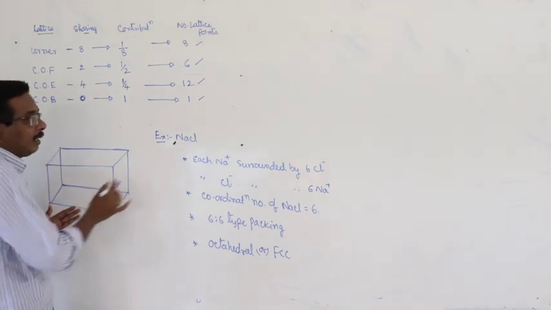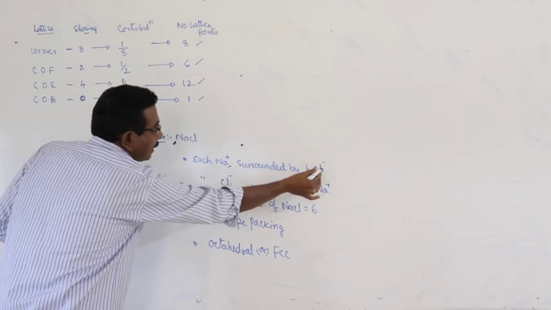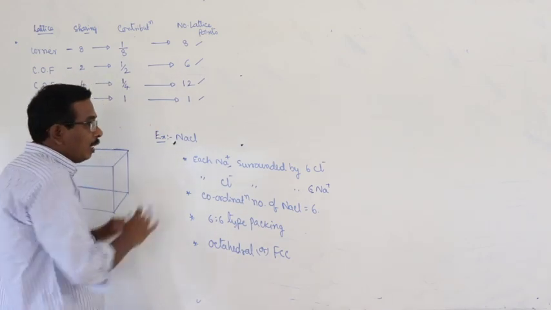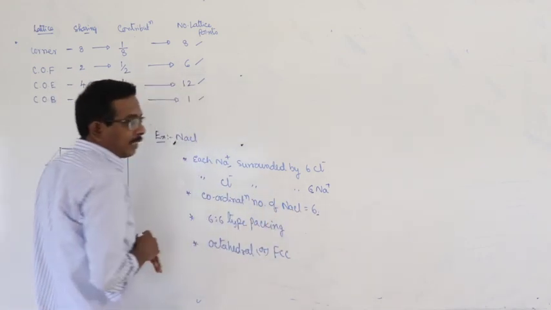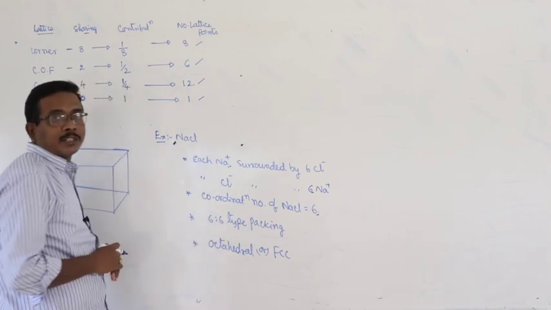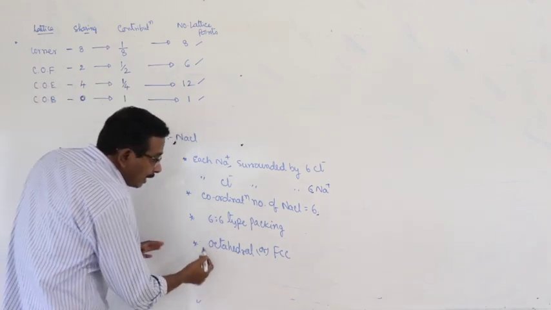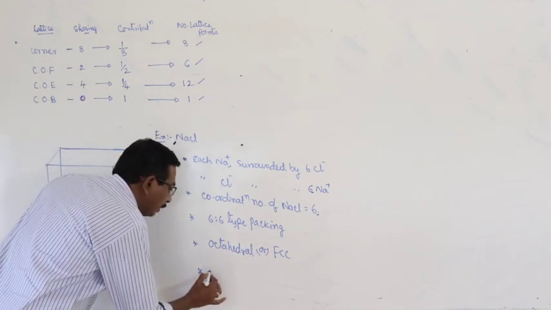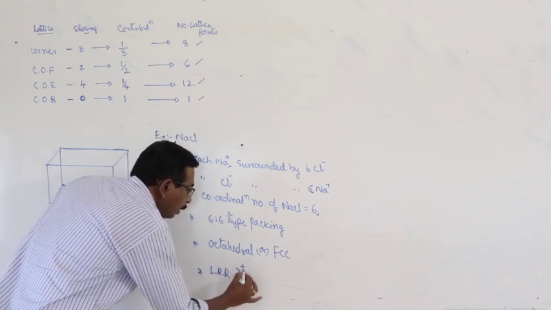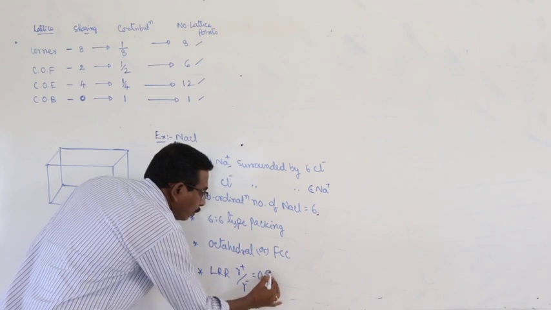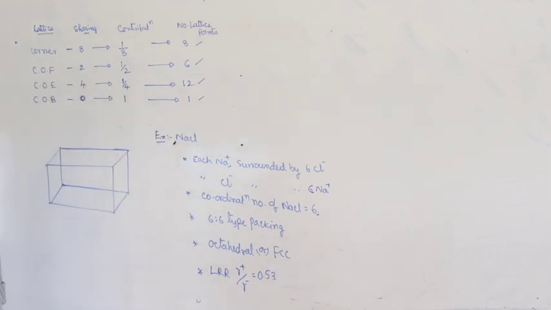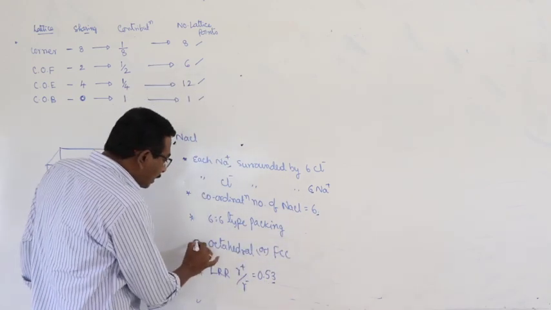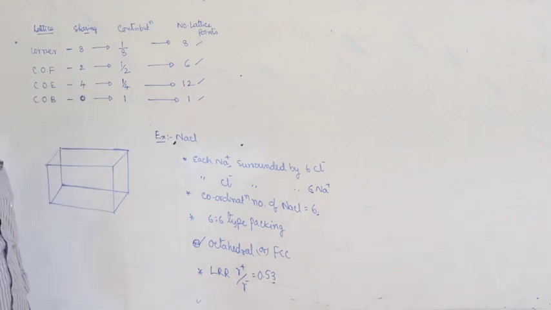In NaCl crystal, each Na+ ion is surrounded by 6 Cl- ions. Each Cl- ion is surrounded by 6 Na+ ions. Coordination number of sodium chloride crystal is equal to 6. And this is also known as 6:6 type packing. And shape of the ionic crystal, octahedral or FCC. But there is an important technical point. The limiting radius ratio r+/r- is equal to 0.53. Based on the limiting radius ratio, coordination number, the shape of the ionic crystal is given as octahedral or FCC.